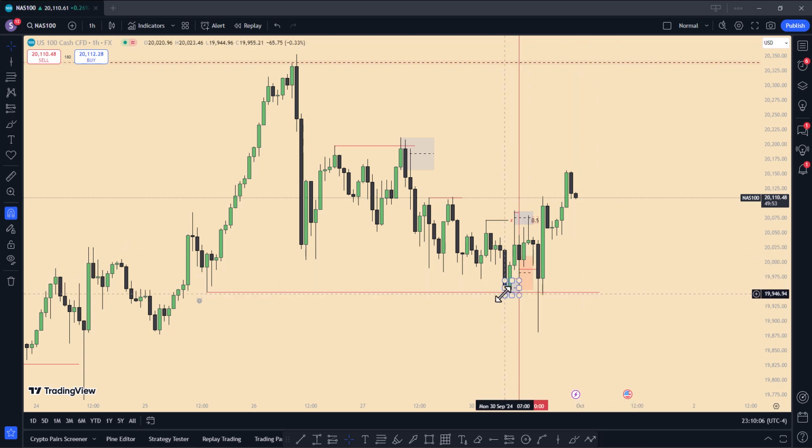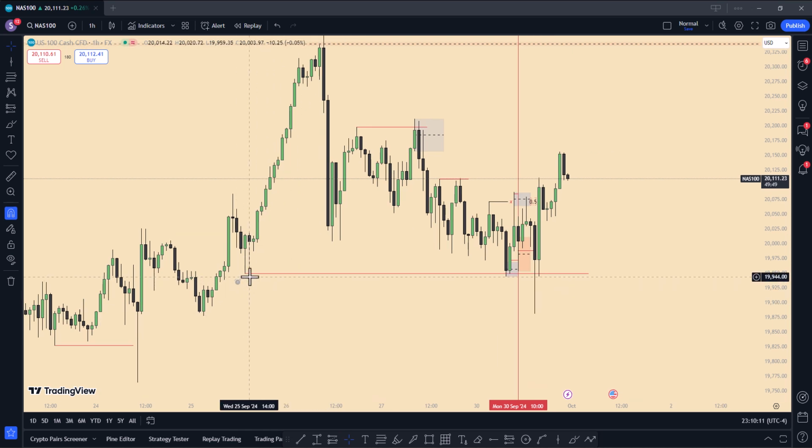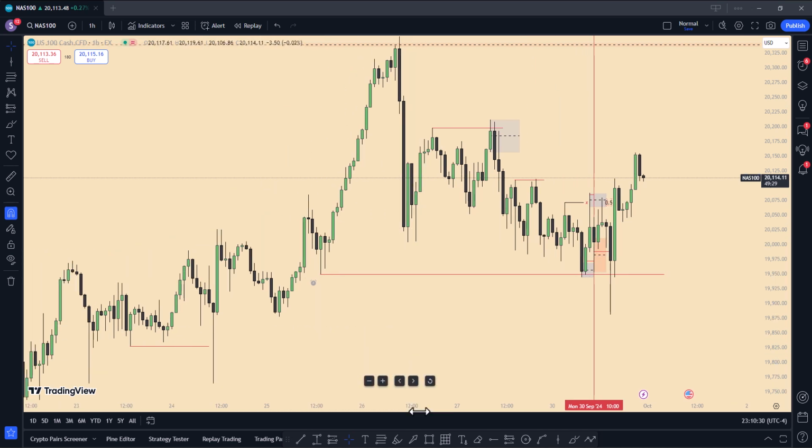Sweeping below these lows was a really high probability, and I put an alert on this right here, and I missed that. Unfortunately, it was at 7 a.m., and the moment I wanted to open the chart to take a trade, this is out of my trading hours. It was really high probability, but price exploded without me.